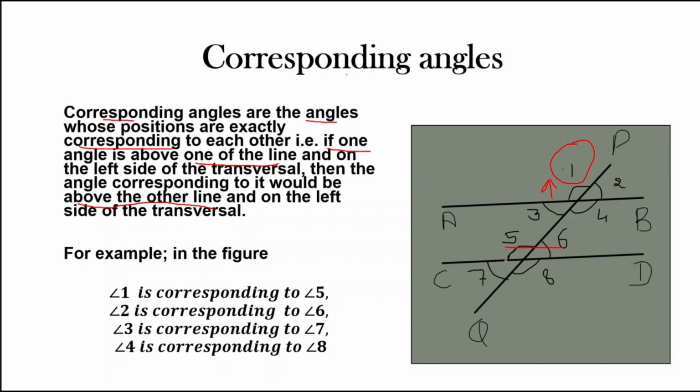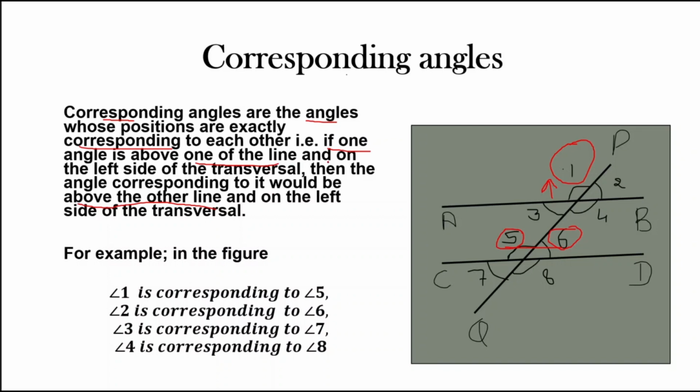First point. I hope it's clear. I'm repeating, the angle corresponding to angle 1 would be an angle which, since angle 1 is above AB, would be above CD. So it can either be 5 or 6. Now how to choose which one is corresponding to 1 out of 5 and 6?